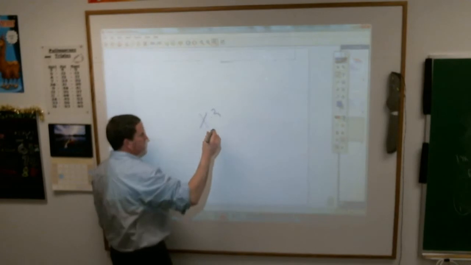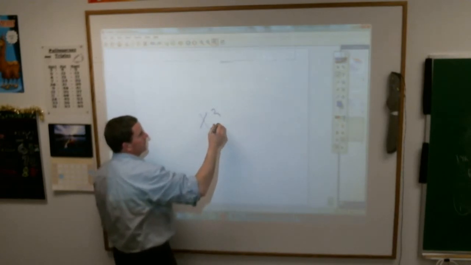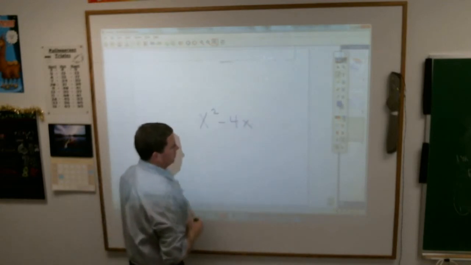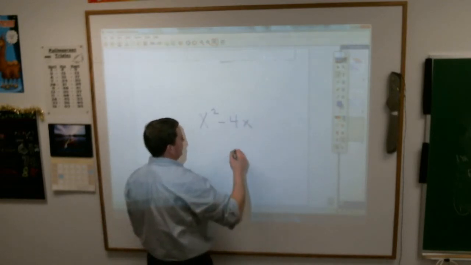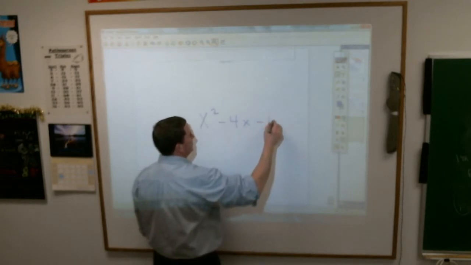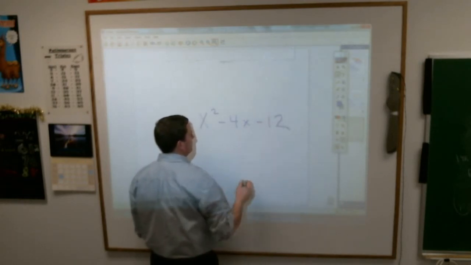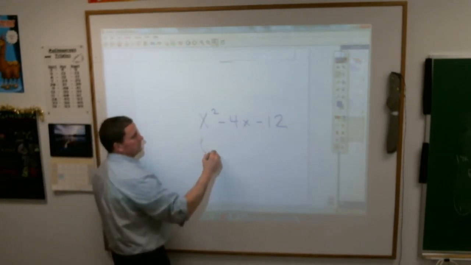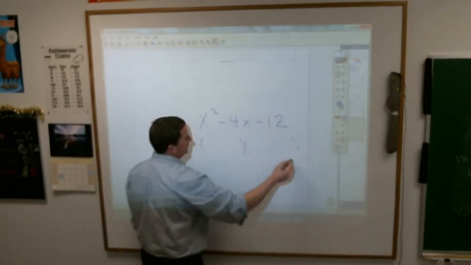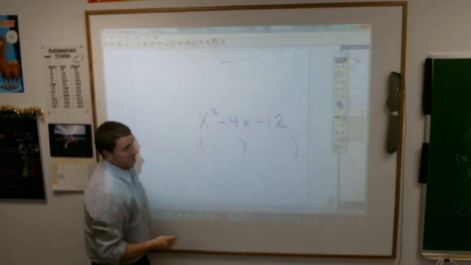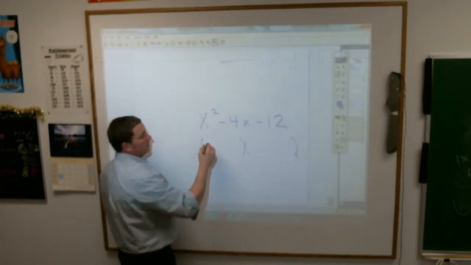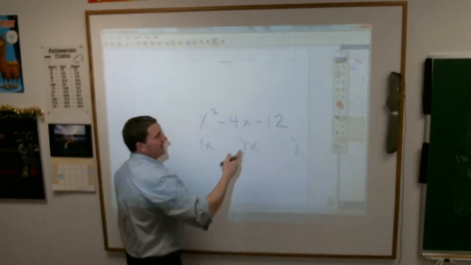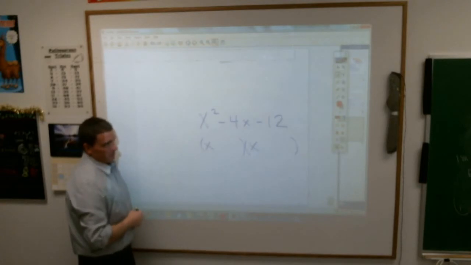X squared minus 4x minus 12. X squared minus 4x minus 12. So you start with your parentheses. By the way, when you get good at this, you don't have to write all those things down, but it's probably good to write it down. What times what gives you x squared? X times x. Think of all the combinations now that give you a minus 12.